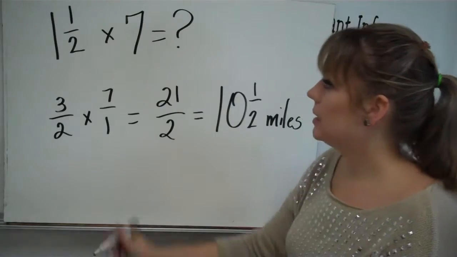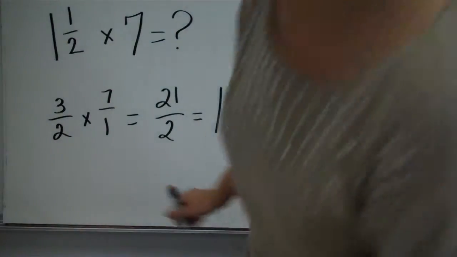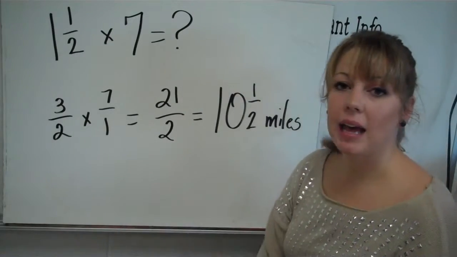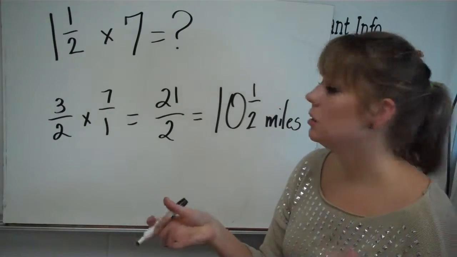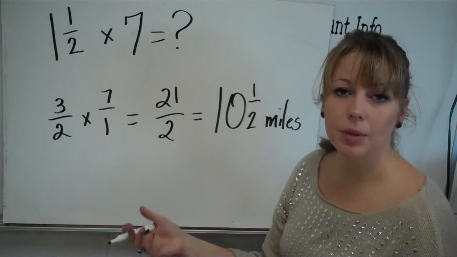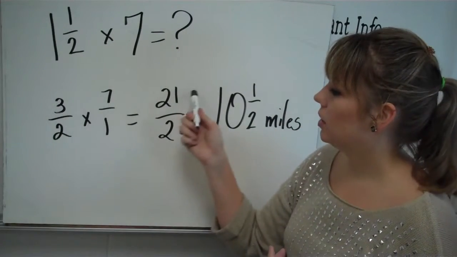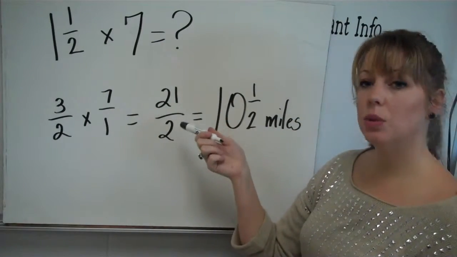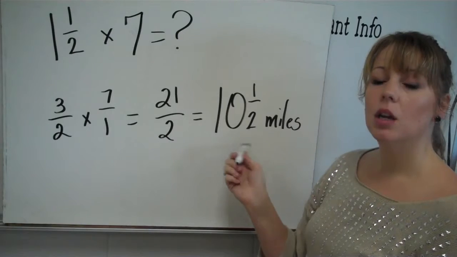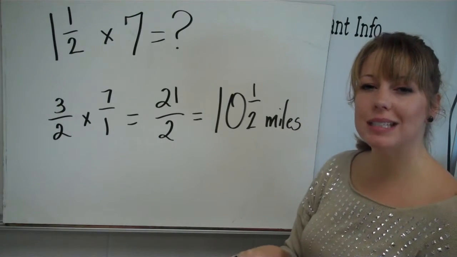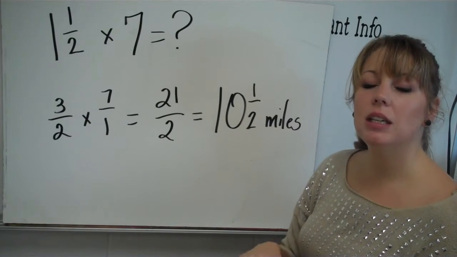Here's what you would end up with as your question. We have to change 1.5 to improper. That's going to be 3/2. 2 times 1 plus 1. And then the 7 has to be put over 1 as well to make that be in fraction form. Multiply across, 21/2. Simplify. How many times does 2 go into 21? It goes in there 10 times with 1/2 left over. So she's going to walk 10.5 miles in a week's time.